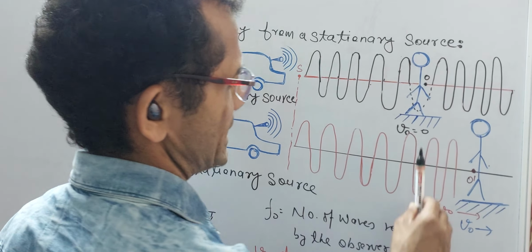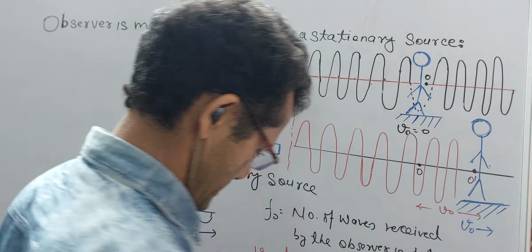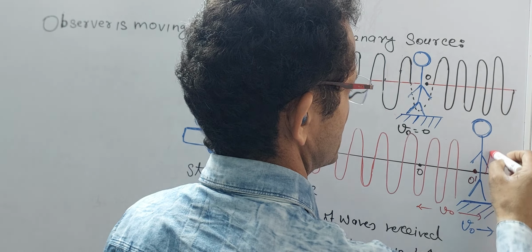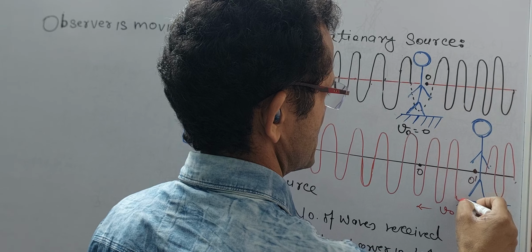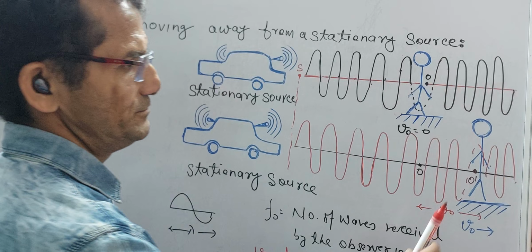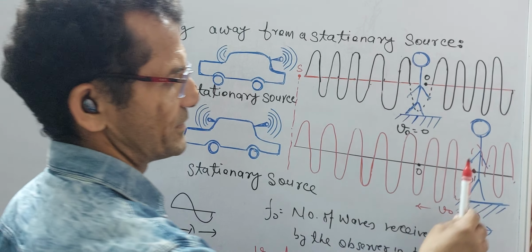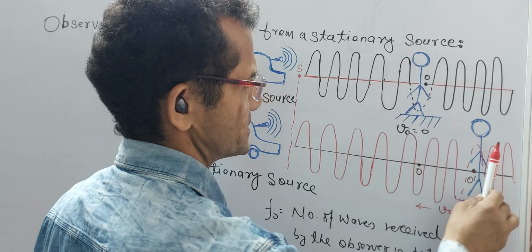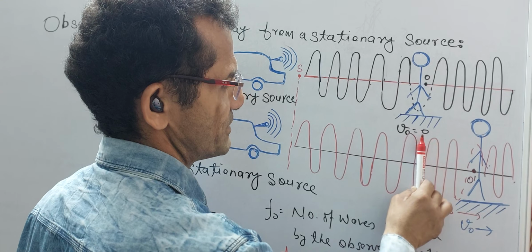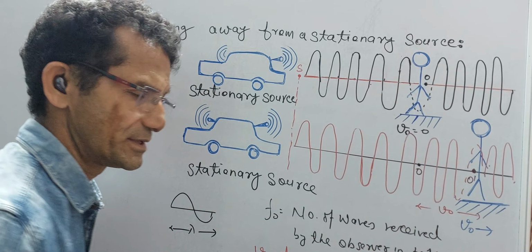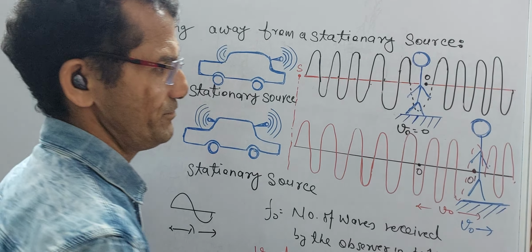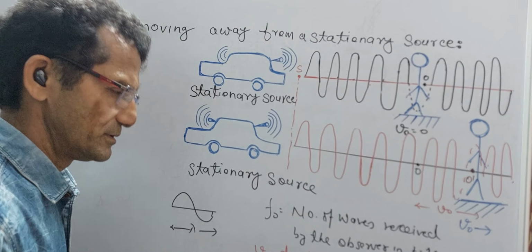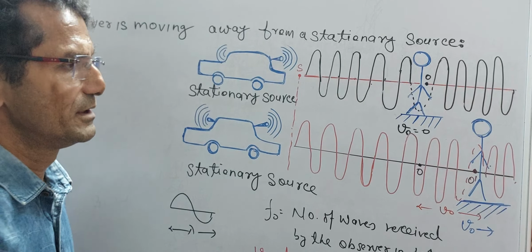Now the remaining waves, which reside in these regions, are not received by this observer. In 1 second only that much of the waves are received by the observer. It means that the frequency of the sound which appears to the observer is decreasing. So again I am repeating this concept.